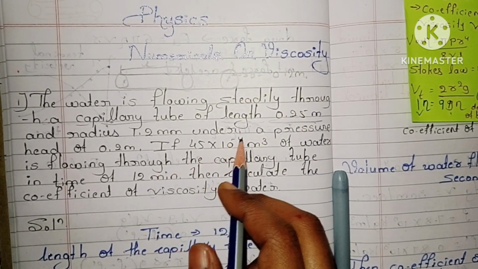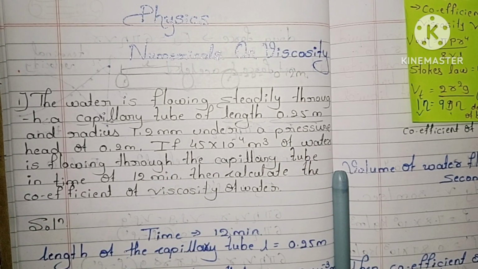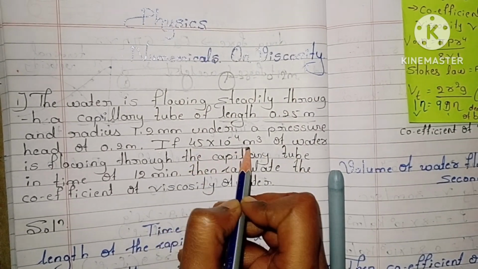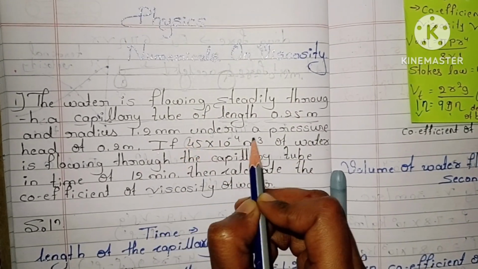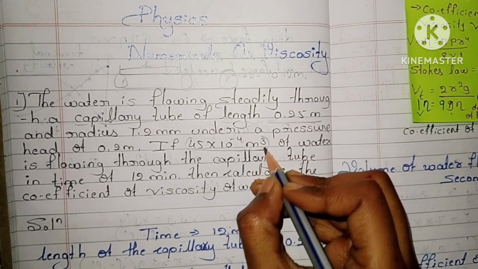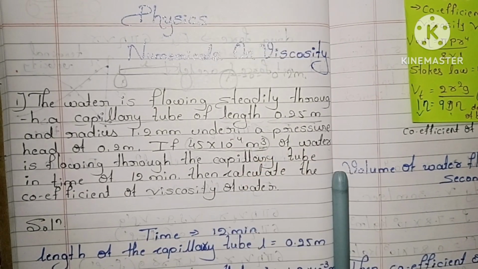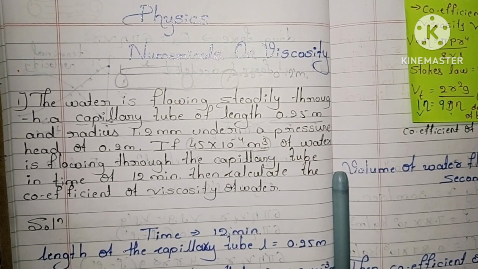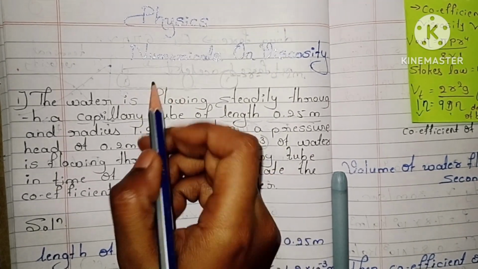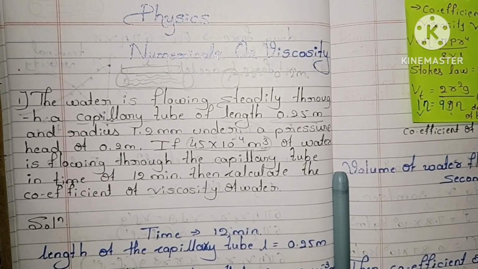If 45 into 10 to the power of minus 4 meter cube of water is flowing through the capillary tube, what it means is that this is the volume. If you're not understanding what this is, observe the SI unit. Volume is measured in meter cube. So this 45 into 10 to the power of minus 4 is the volume of liquid flowing inside this narrow tube or capillary tube.